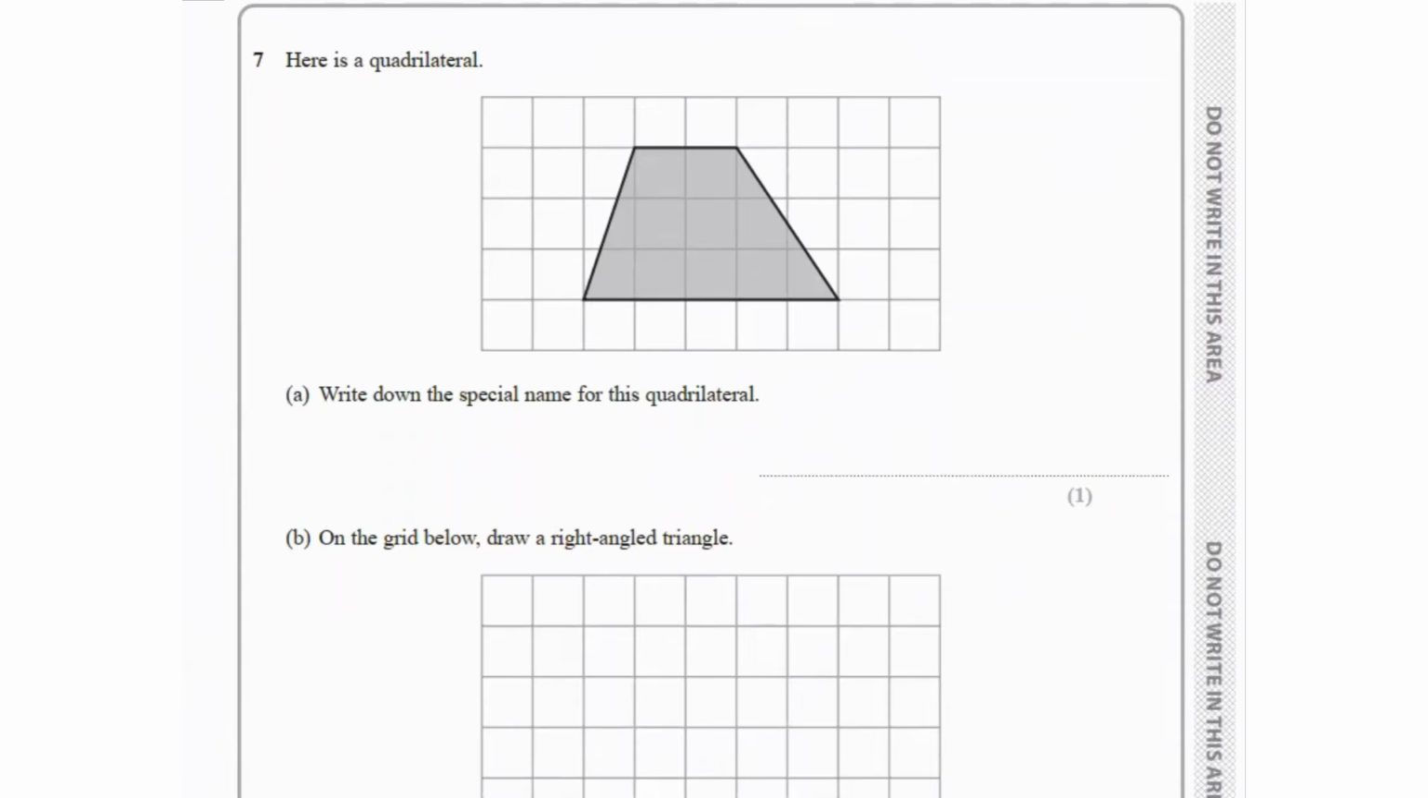Then here's a quadrilateral. Write down the special name of this quadrilateral. This quadrilateral is called a trapezium. Why? Because in a trapezium, we have one pair of parallel sides. And this is your pair of parallel sides.